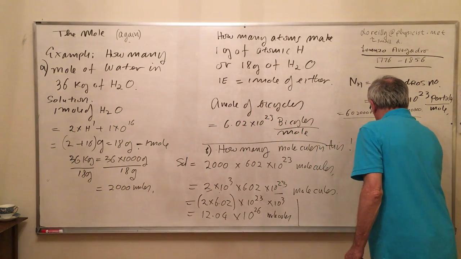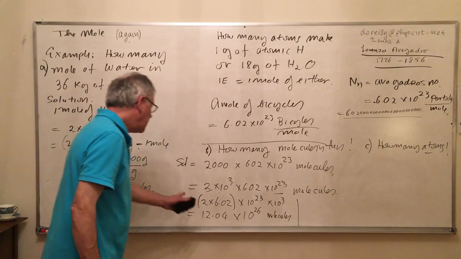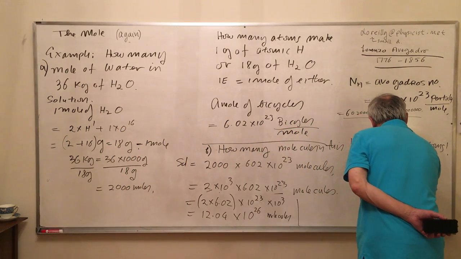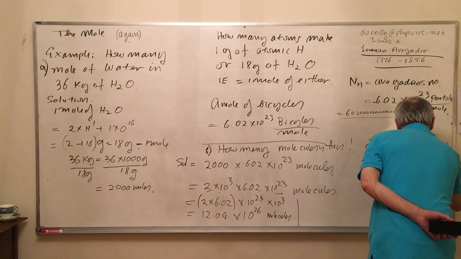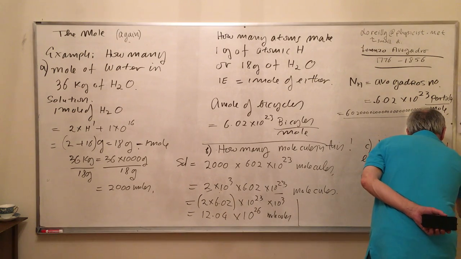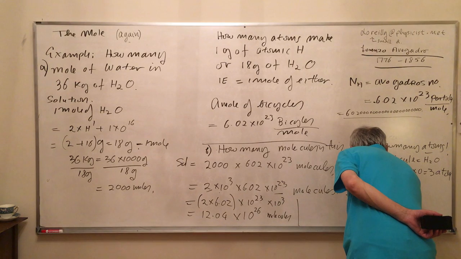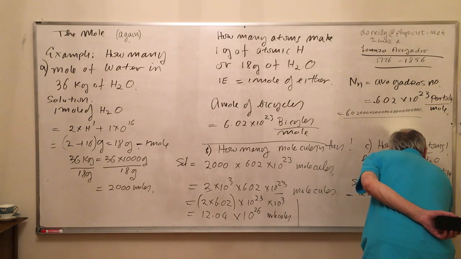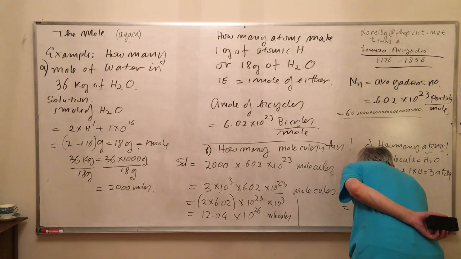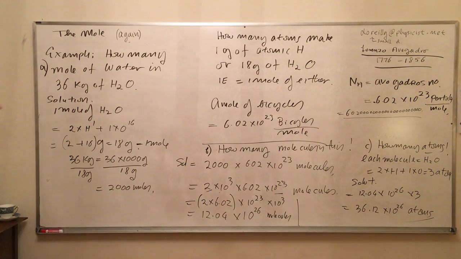Part C. That many atoms. Each molecule has 3 atoms, and we have this many molecules. So this constitutes 36.12 by 10 to the power 26 atoms. Okay? I'll let you digest that. And you've got them all now. You should have them all, right?